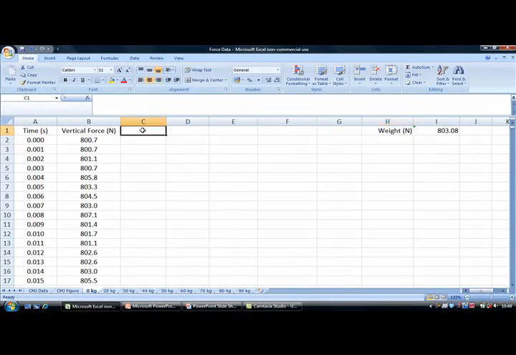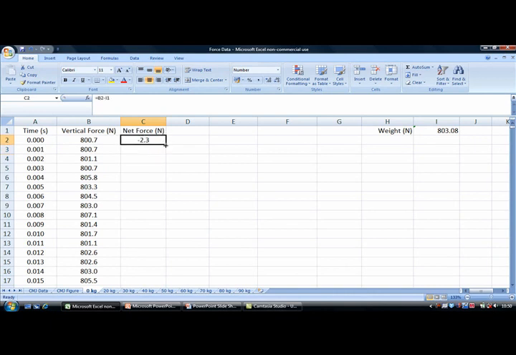The next thing to do then is to calculate what we call net force, and this is simply the force measured by our force platform minus the person's body weight. So whether the net force was positive or negative, whether force was above or below our value for body weight.